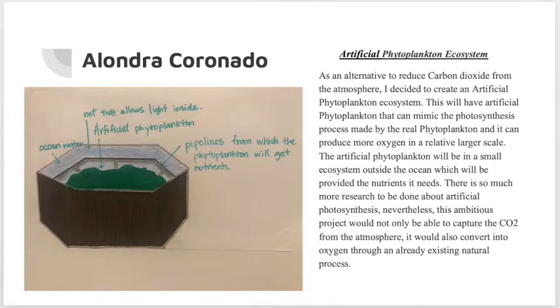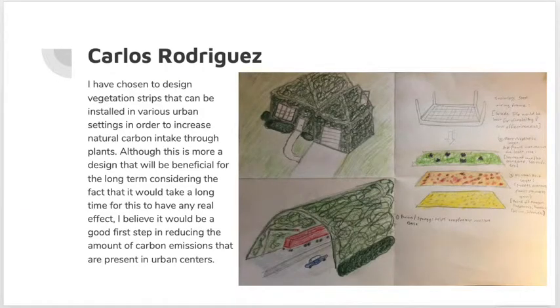Also on the top, it will have a net that will allow the sunlight to go to the phytoplankton and produce photosynthesis. This artificial phytoplankton is expected to produce so much more oxygen than the natural phytoplankton and also absorb so much more carbon dioxide. Now, Carlos, it's your turn.